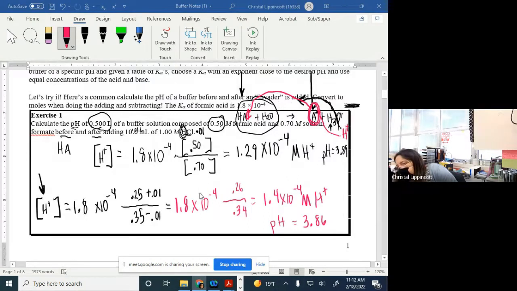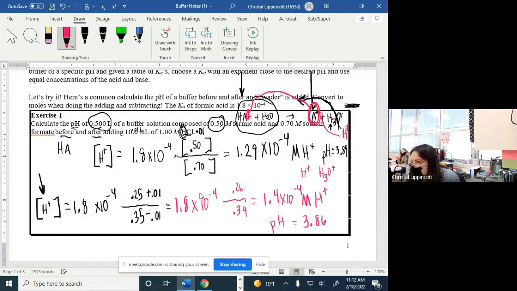How did I get the pH? Take the negative log of the H concentration. What if that's the H instead of the H3O? It's the same thing. H plus and H3O plus are synonymous to each other. We're just lazy and we don't write all that out.